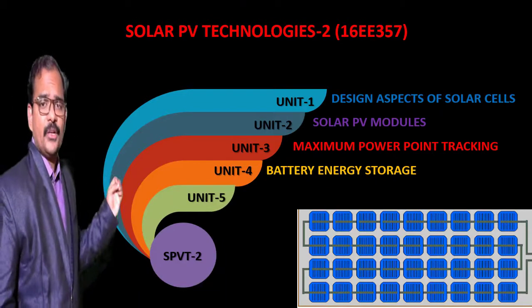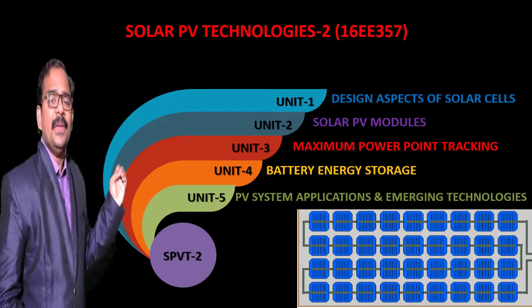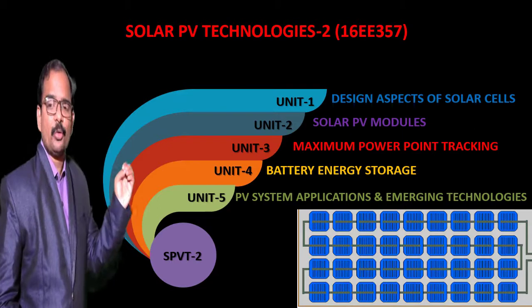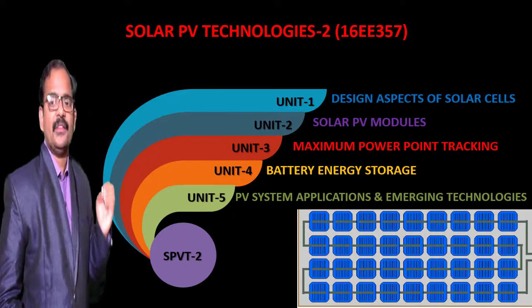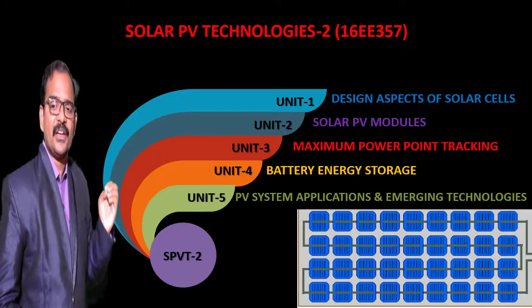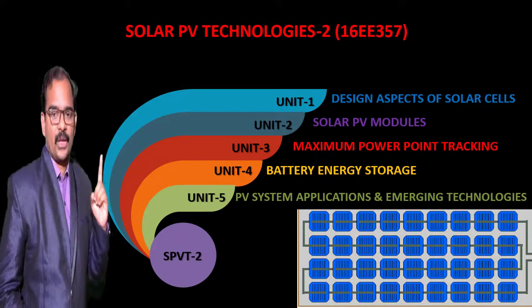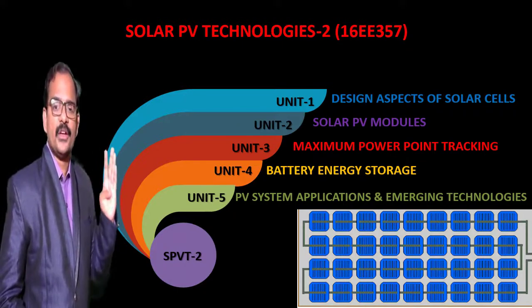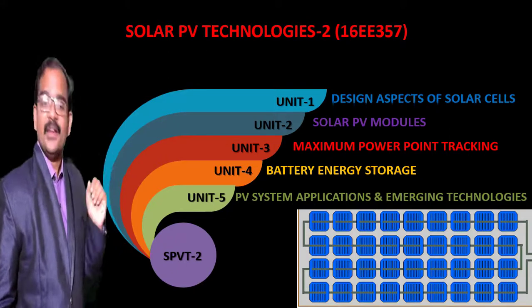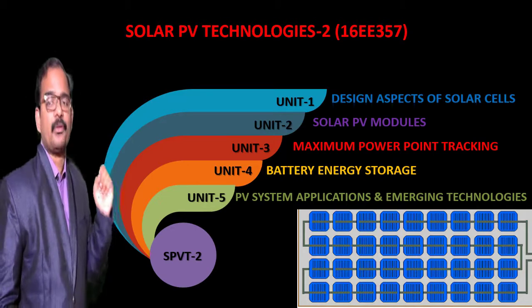And the fifth unit of this solar PV technologies 2 deals with PV system applications and emerging solar PV technologies. So this unit consists of two parts. In the first part, we have discussed the different emerging solar PV technologies. What are those? Dye-sensitized solar cells, thermophotovoltaics, organic solar cells, and concentrated photovoltaics. And later, we have seen the PV system applications in the second part of this unit.